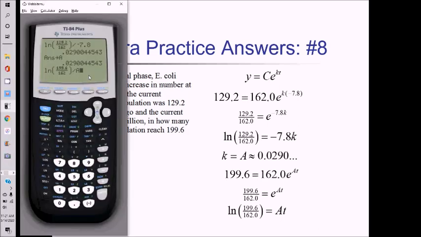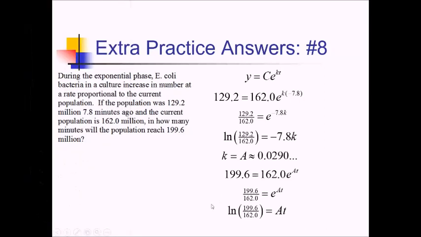So here we are back on the calculator. I have ln of that fraction divided by what I just stored as a, and pressing enter, that's about 7.196, and that is going to be in minutes. Years? No, minutes. There we go. Now we're nailing those time units.